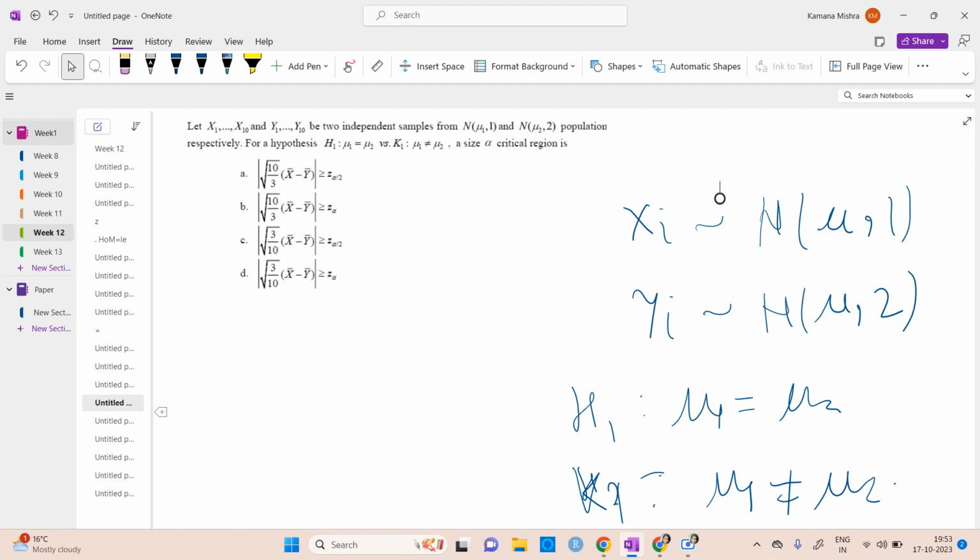This is a two sample problem, and for a two sample problem the formula is x bar minus y bar divided by the square root of sigma1 square by n1 plus sigma2 square by n2.